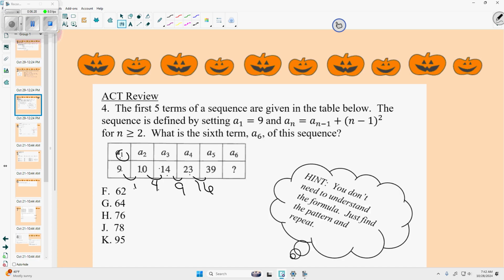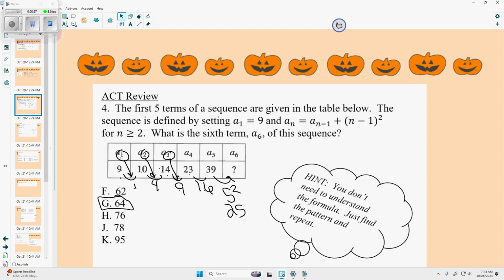So square 1, I get 1 and I'm adding it on. I squared 2, I get 4, it got added on. Squared 3, got 9, added on. Squared 4, got 16, added it on. So what am I going to do here? Square 5. So you got to add 25. Which one is it then? 64.